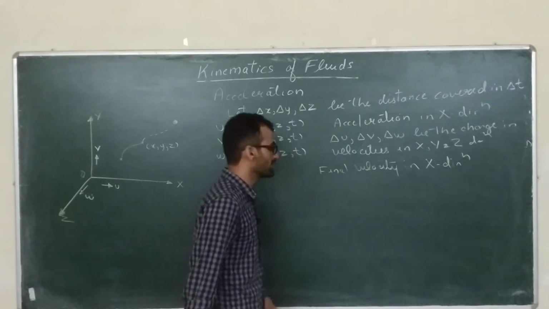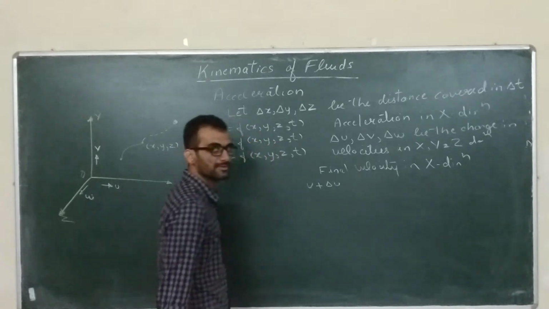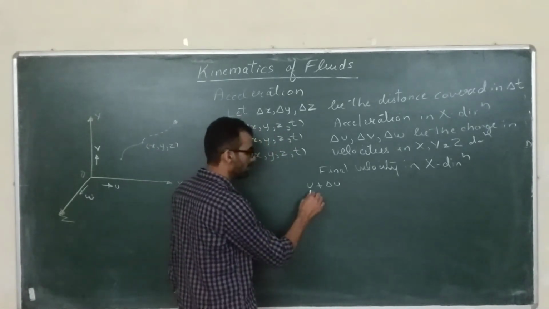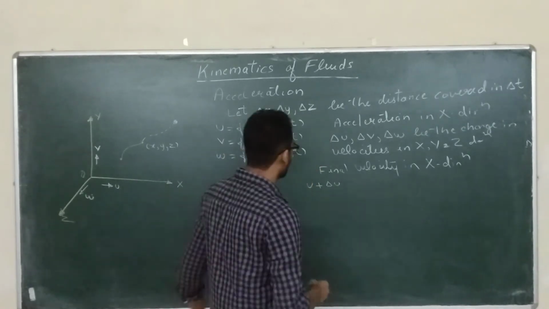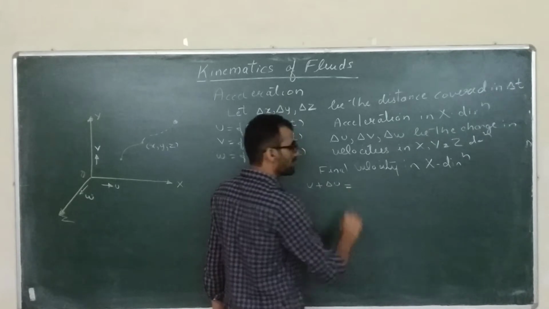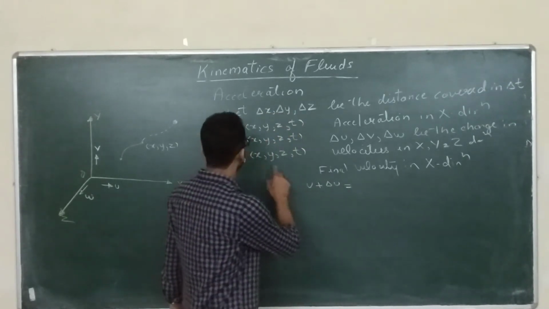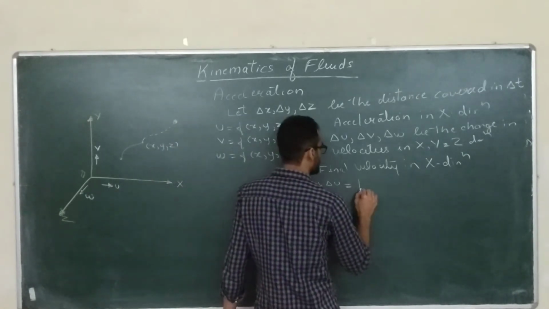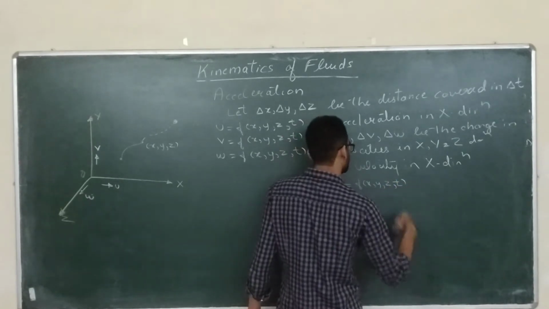Final velocity in x direction would be u plus delta u. And what is the initial velocity? It is u. So u plus delta u is the final velocity in x direction. We can write u plus delta u as, u is what? U is a function of x, y, z, the spatial coordinates, and time. So it is f of x, y, z and time.